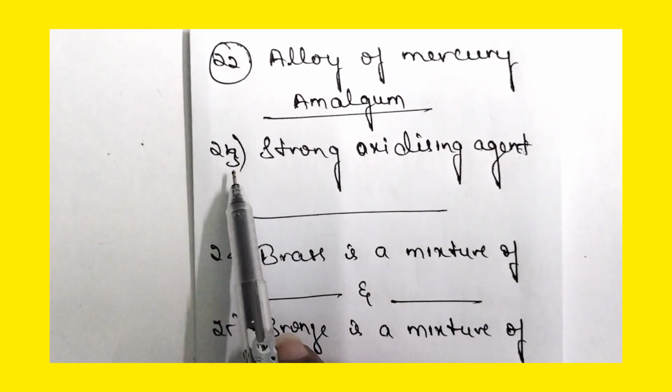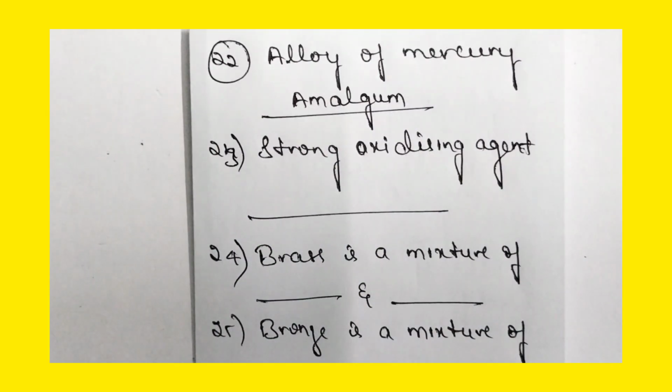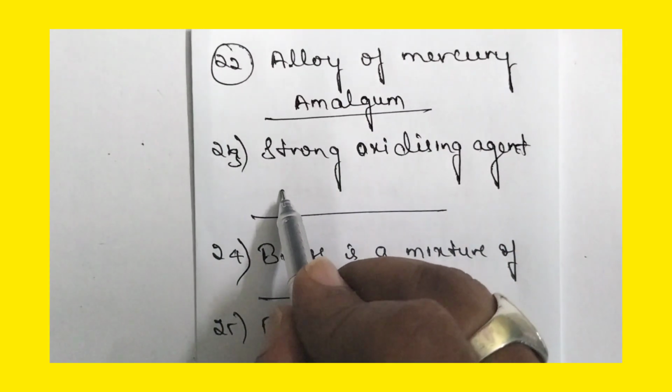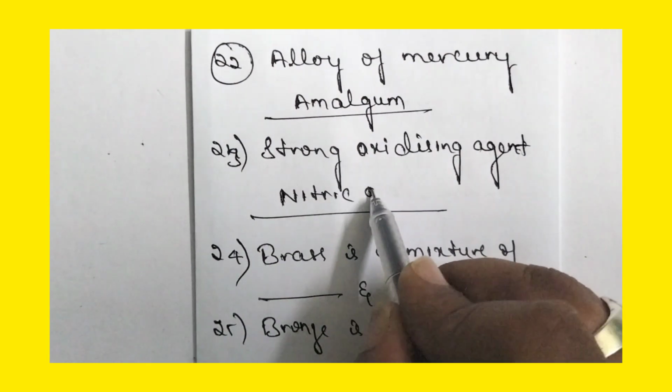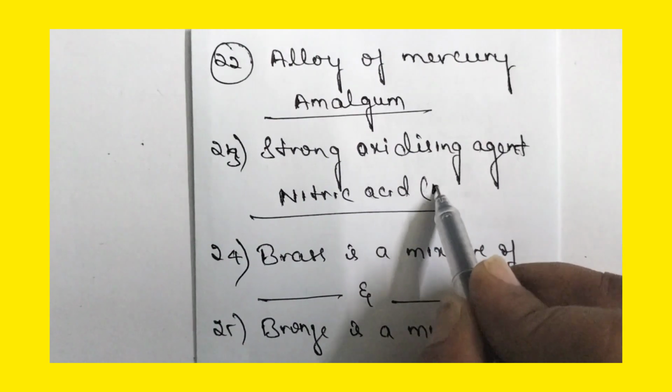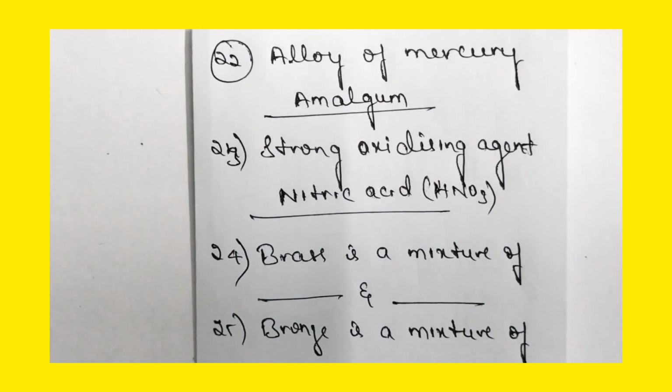Then coming to the 23rd question, a strong oxidizing agent. The strong oxidizing agent is nitric acid. That is nitric acid, HNO3. So HNO3 is a strong oxidizing agent.